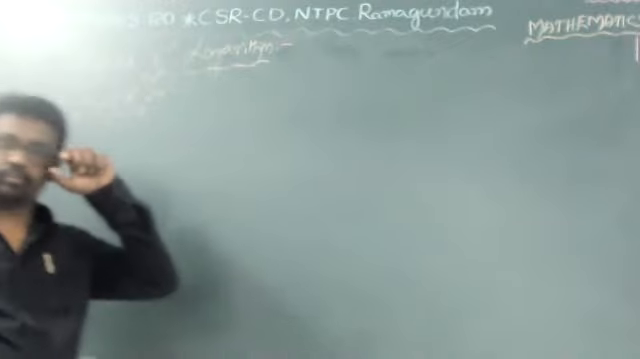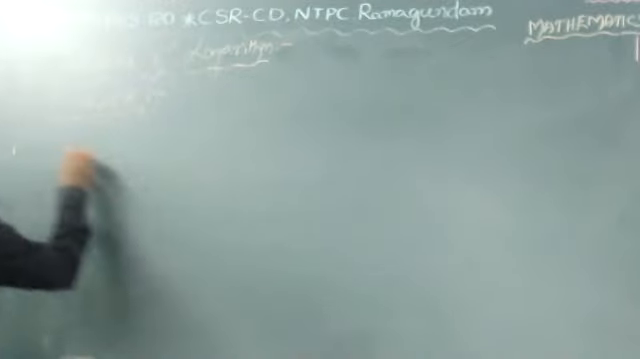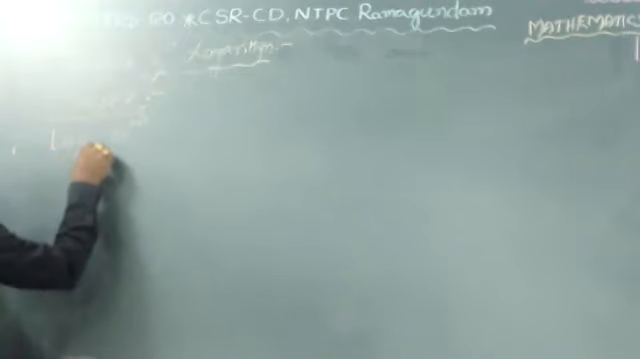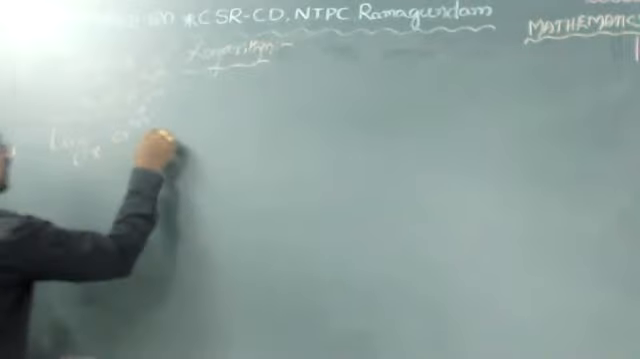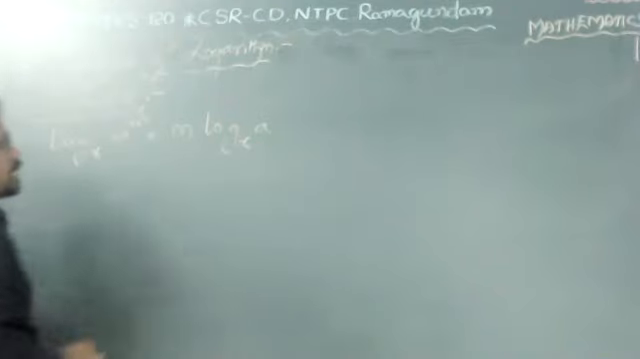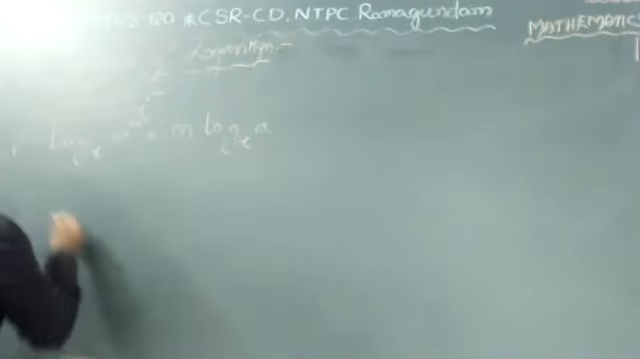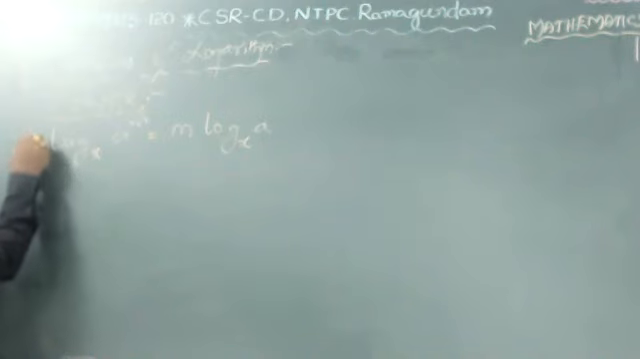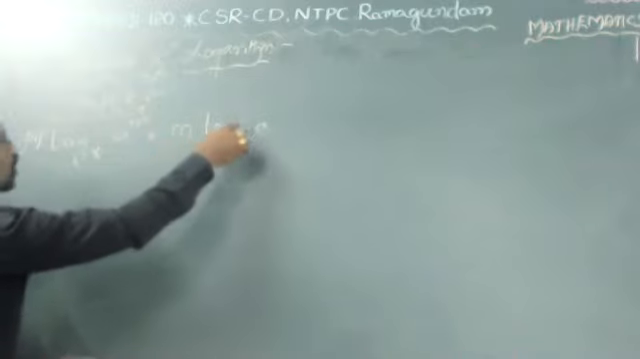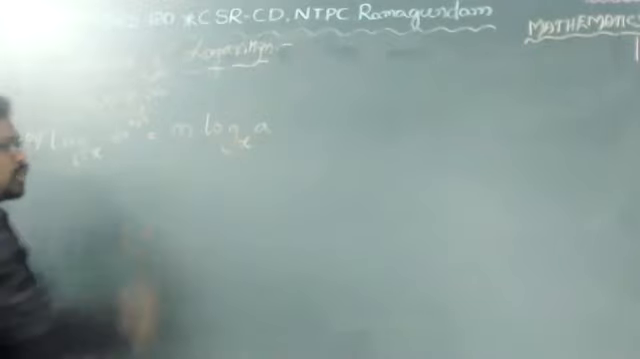Power of logarithm. We'll see the third one. Log A power m to the base x is equal to m log A to the base x. Once again, prove that log A power m to the base x is equal to m log A to the base x.